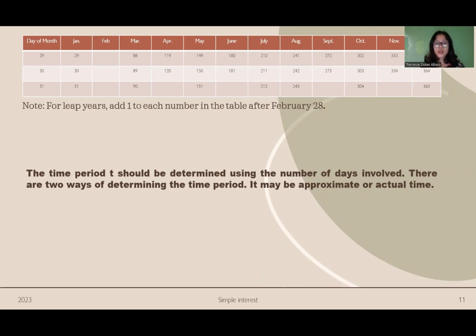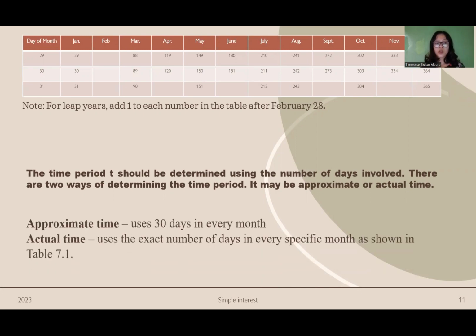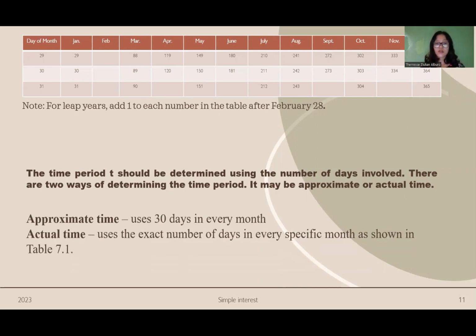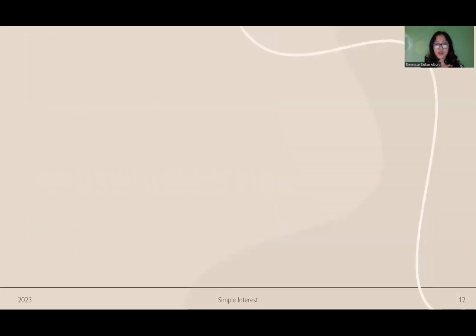The time period should be determined using the number of days involved. There are two ways of determining the time period: it may be approximate or actual time. So what are these two? Approximate time uses 30 days in every month, while actual time uses the exact number of days in every specific month as shown in table 7.1.